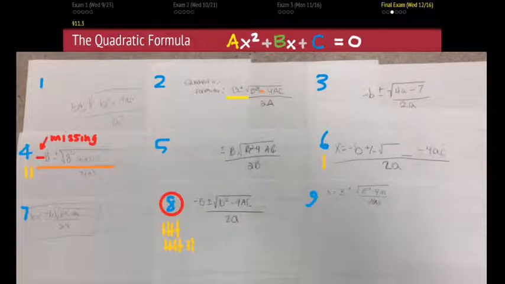Let's see. Number 9. What's wrong with number 9? The same thing about the fraction bar, for sure, right? This fraction bar needs to go all the way across. And it's missing the negative sign in front of the b.